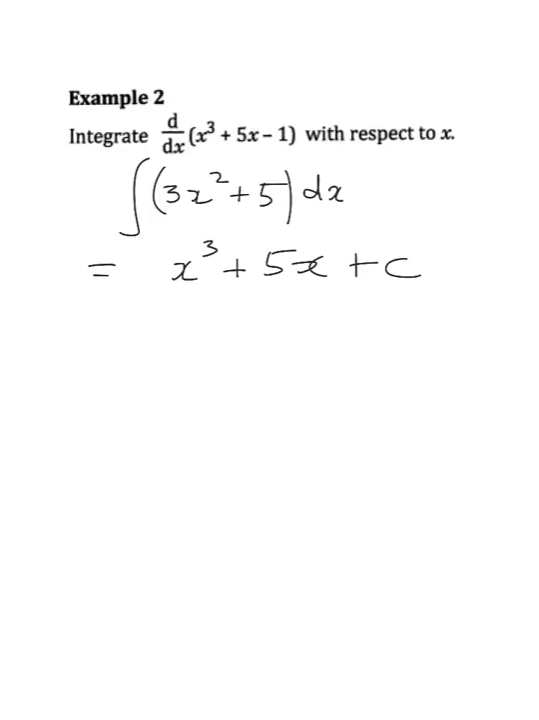Remembering though that we're not going to need the plus c here, so the integral of the derivative is just going to be x cubed plus 5x. So again, we don't need to have this minus 1 here. That's going to disappear. So I'm going to just say that the answer is x cubed plus 5x.